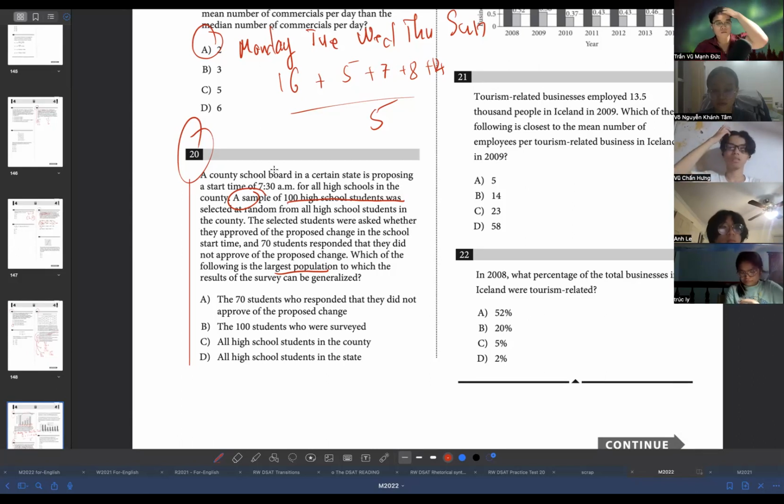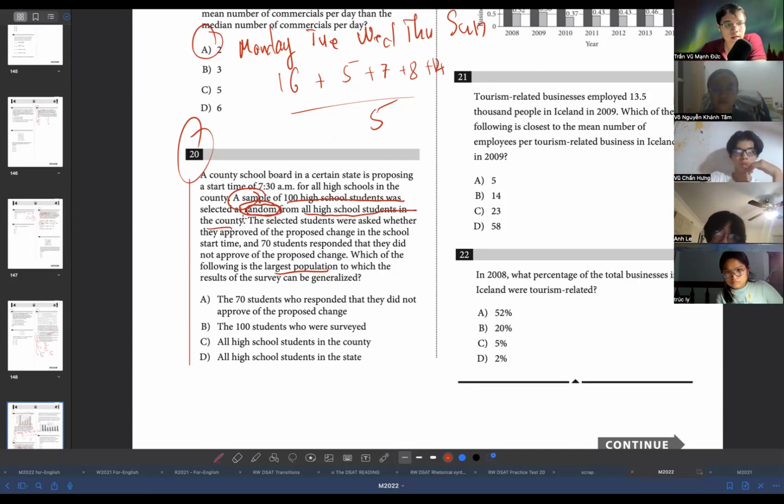Yeah. Okay, why is that? What is the key in representing? One word. Selected. No, the word is random. Okay, because it is random, so it would be representative. The largest population in this case is all the high school students in the county. So the answer is B.